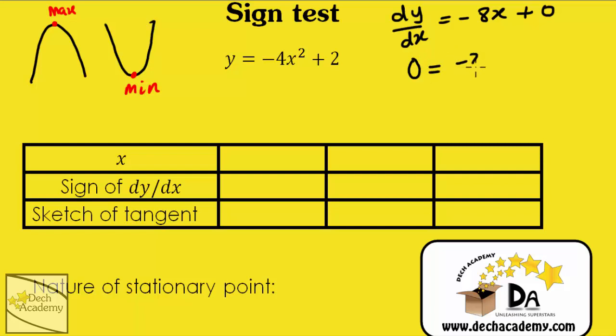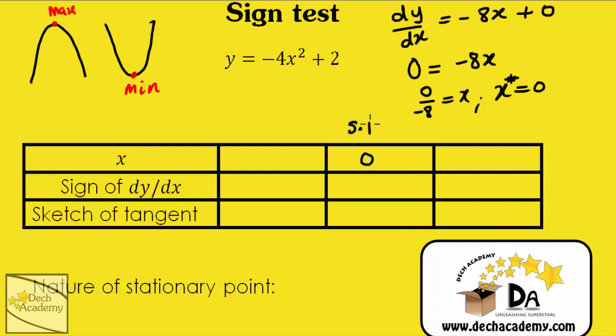So I'm going to replace dy/dx with 0. So 0 is equal to minus 8x plus 0. So 0 is equal to minus 8x. And that means that if I divide both sides by minus 8, I get 0 divided by minus 8 is equal to x. So x is equal to 0. You know that 0 divided by any number is 0. So x is 0, and that's the x coordinate of the stationary point, which I'll write here.